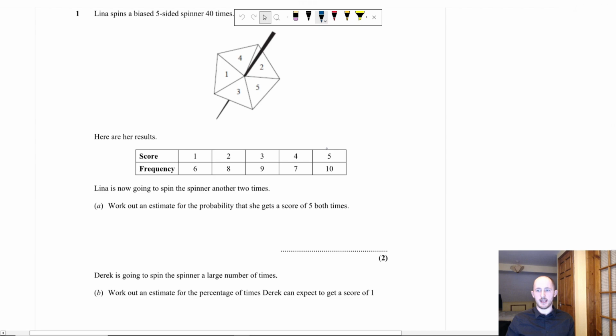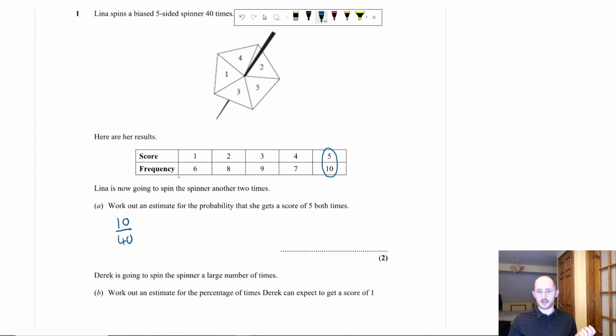So what we want to do here is look at the numbers associated with the number 5, because that's what we're interested in. And that's 10. So I'm just going to write 10 for now. Also, this is a non-calculator paper, it's a paper 1, just so you're aware. And then we're going to do that over all of these numbers added together. So 10 plus 7 is 17, plus 9 is 26, plus another 8 is 34, plus another 6 is 40.